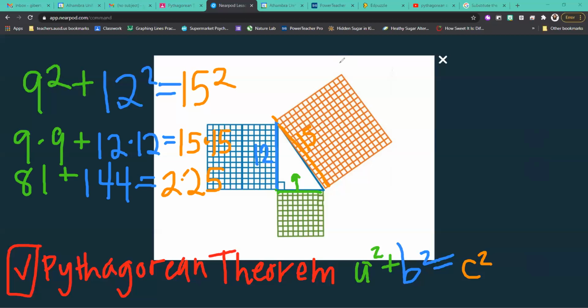Does that equal 225? Yes or no? You can use a calculator if you wish. What do you think? Students, what do you think? Does it work?